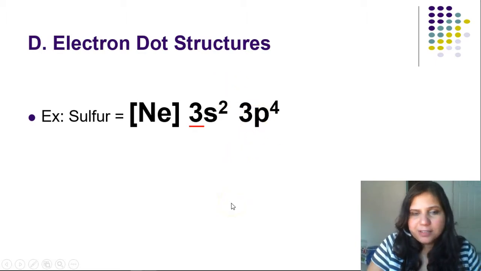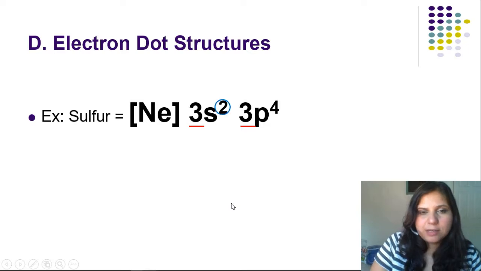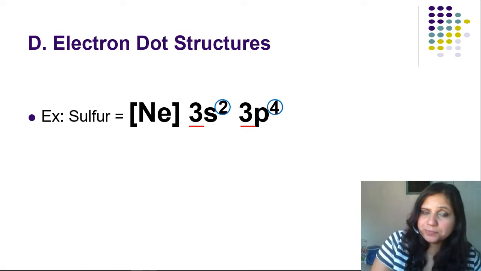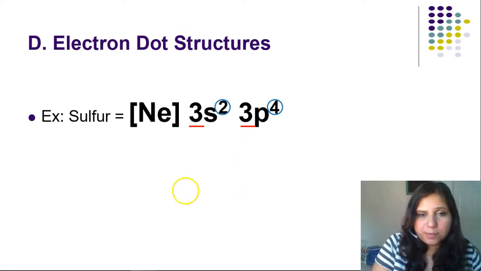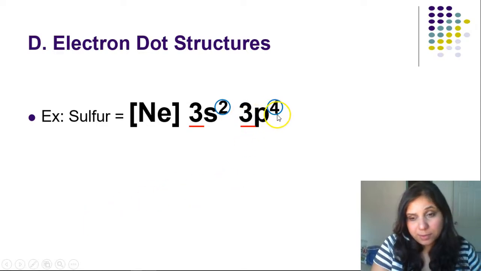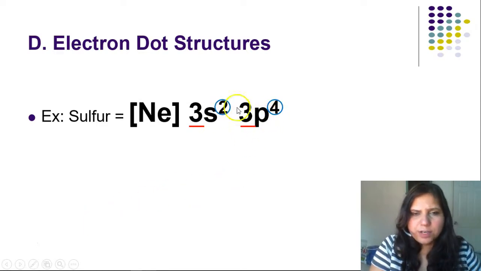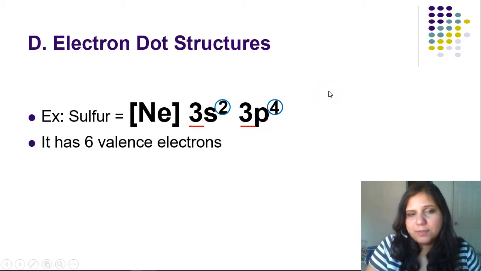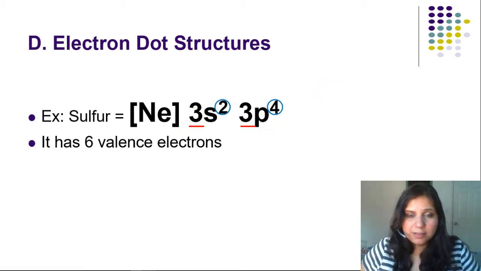Okay. So I'm going to underline the 3s to show these two highest energy level. Then I'm going to circle the electrons that are in it. Those are the exponents, so here and here. So altogether, sulfur has 2 from the S and then 4 from the P orbitals. And it's always a combination of your S and P's in your highest energy level. Okay. So 2 plus 4 gives me 6 valence electrons. So sulfur has 6.